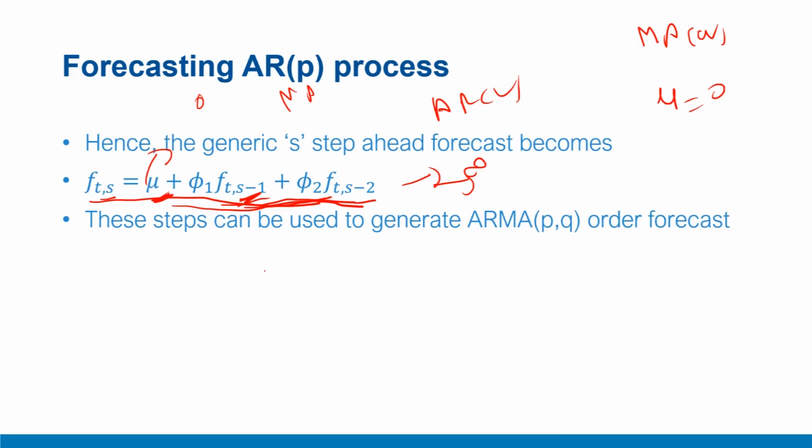More importantly, now that we have forecast for this AR(p) order kind of process and MA(q) as we saw earlier, we can combine them and obtain the complete forecast for the ARMA(p,q) process.